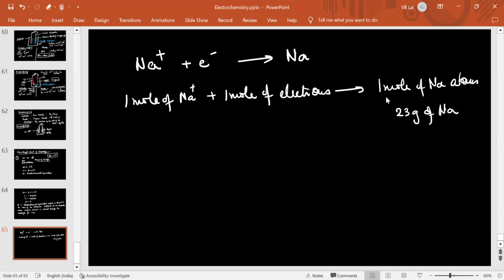And it will produce 1 mole of sodium atoms. What is the mass of 1 mole of sodium atoms? It is 23 grams of sodium atoms.